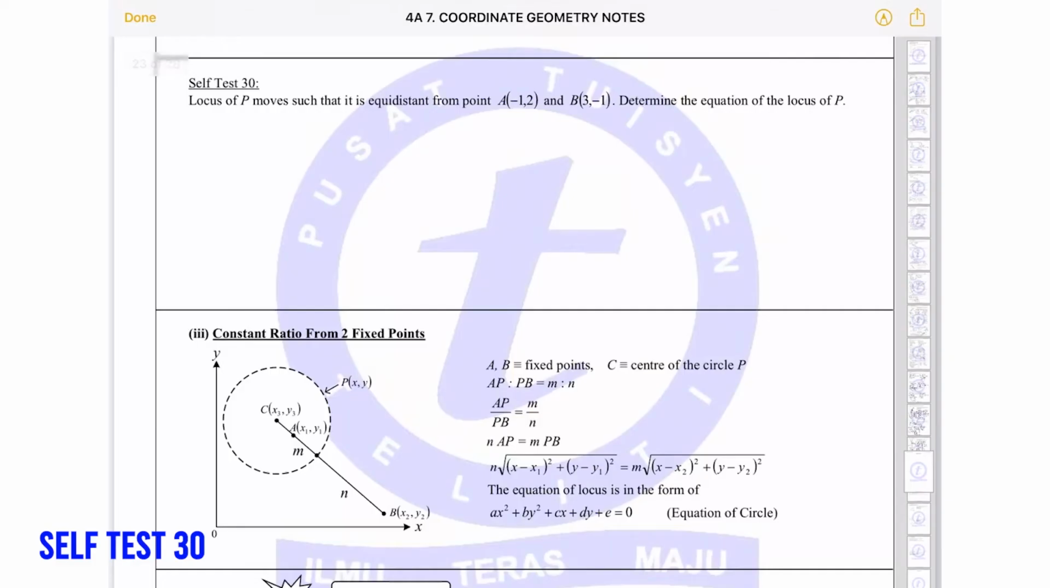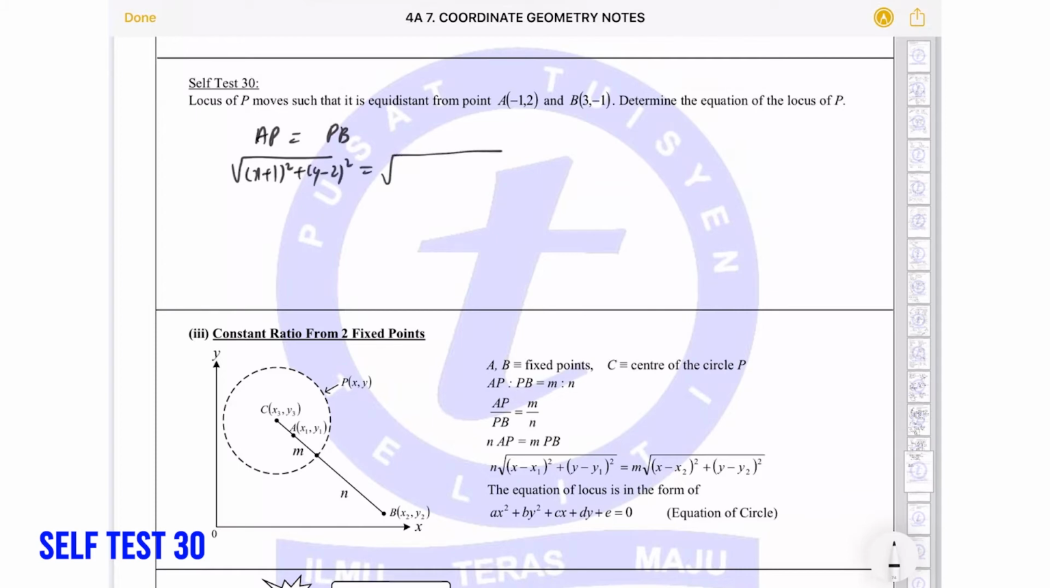Okay, self-test 30. Here we have a locus of moving point P such that it's equidistant from A and B. Again, same concept. We're going to use AP equals PB, square root of (x plus 1) squared plus (y minus 2) squared.